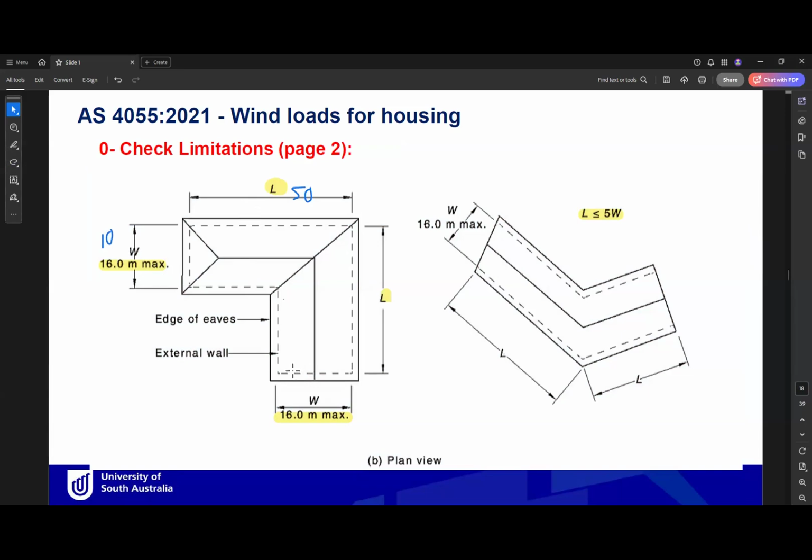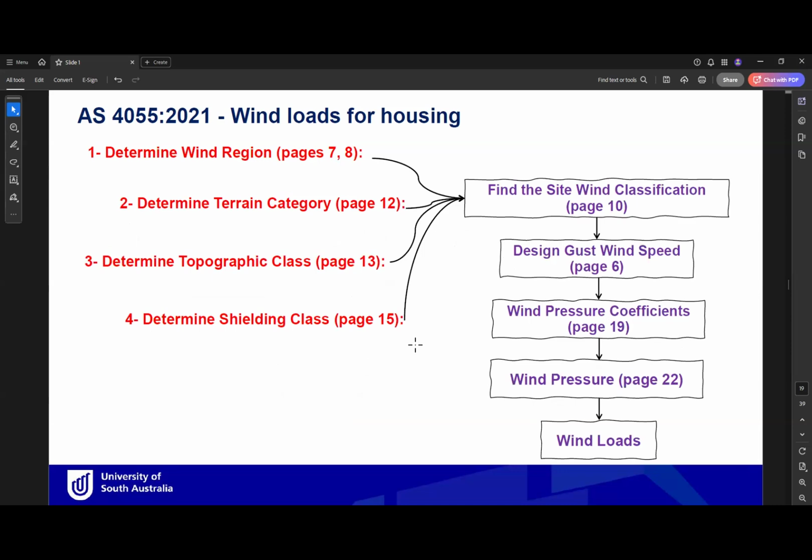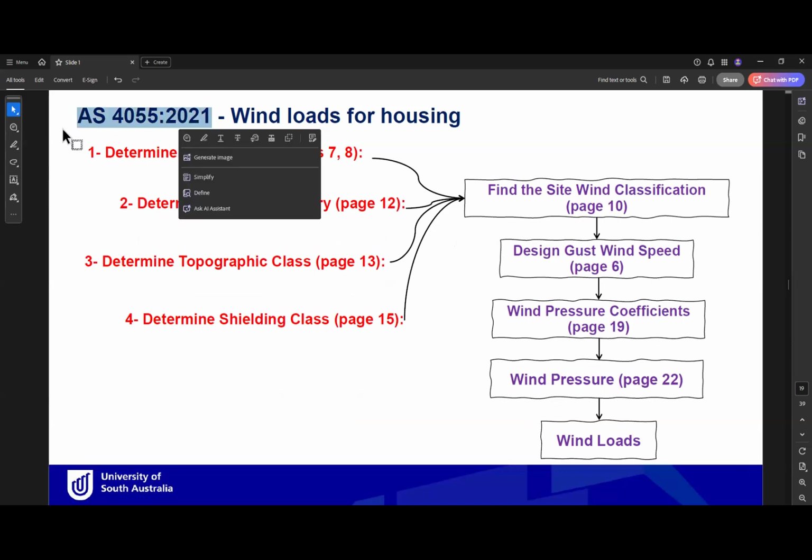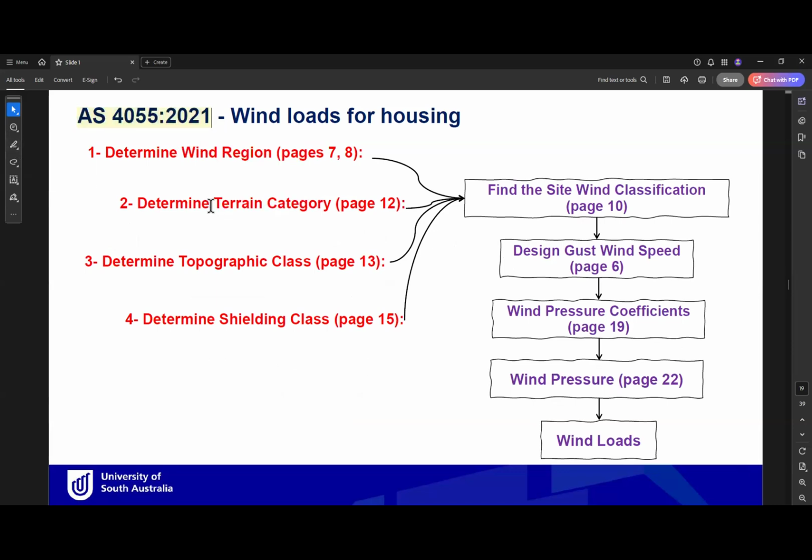Okay, so this is the first step, or step number 0, before getting into the standard to find the wind loads. After we decide to use AS 1170.2, we have some steps to find the wind loads. Firstly, there are 4 initial steps to find the site wind classification on page 10 of the standard. We first have to calculate 4 parameters before starting our wind procedure.